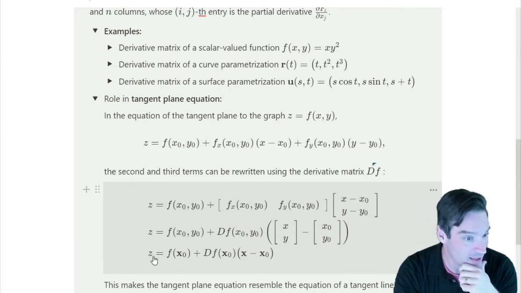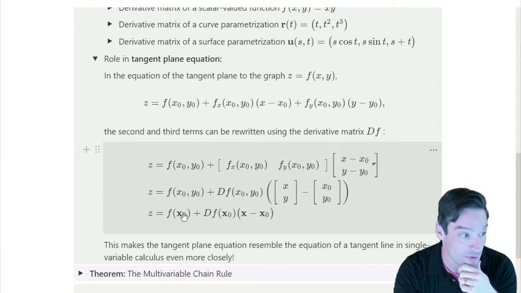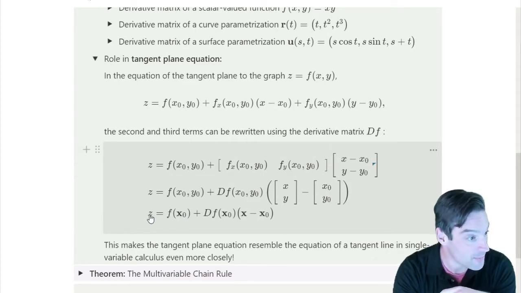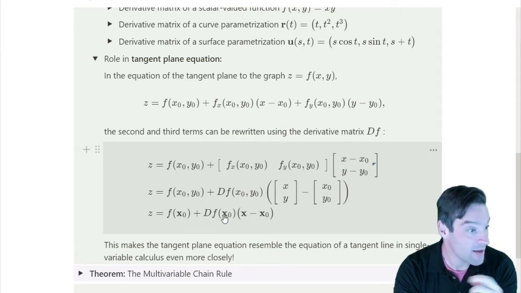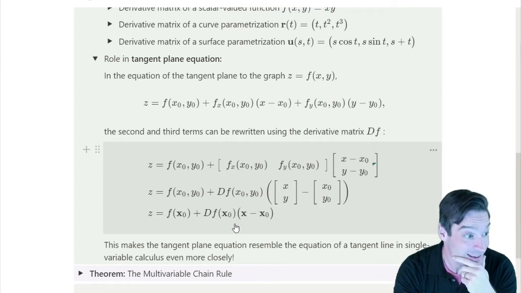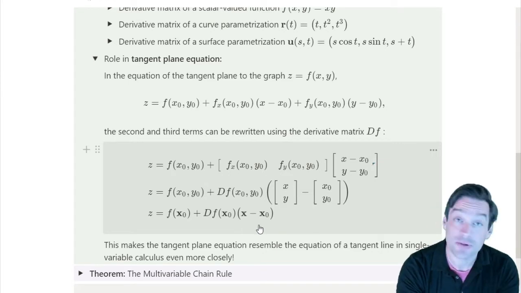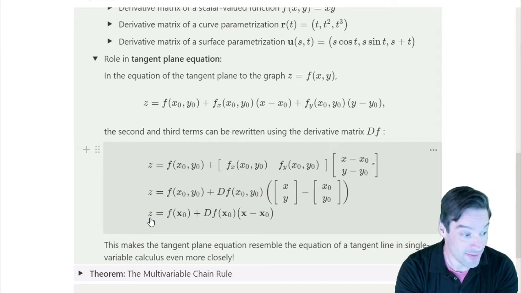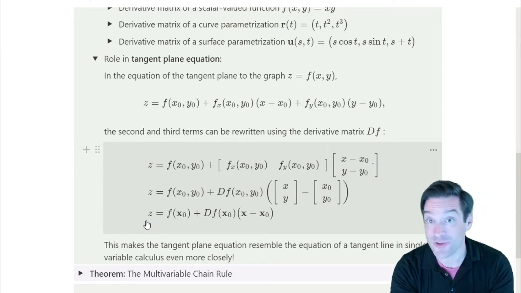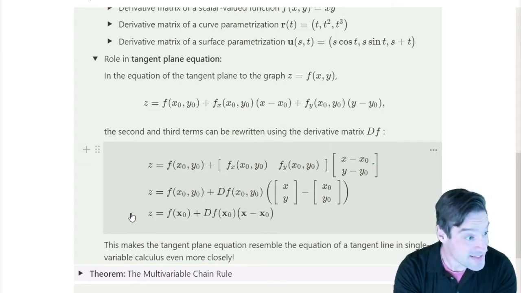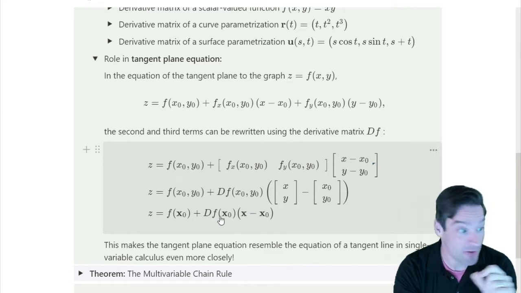And so it looks an awful lot like, if we re-express these as vectors, instead of as individual scalars and components, that z is equal to f of the vector x naught that we know, plus the derivative matrix evaluated at x naught, multiplied by x minus x naught. And so in this format, it looks exactly like the equation for a tangent line looked in single variable calculus, right? In single variable calculus, a tangent line to a function is y equals f of x naught plus the derivative at x naught times x minus x naught.